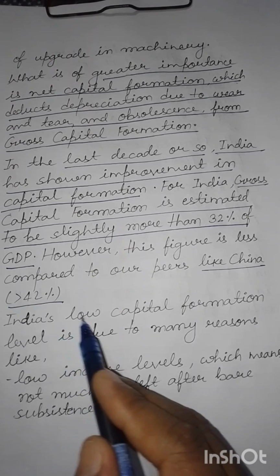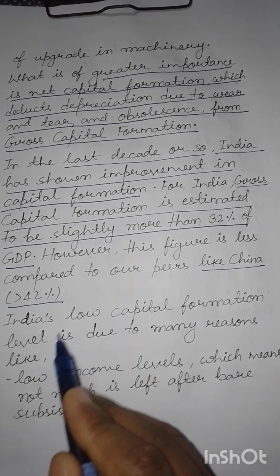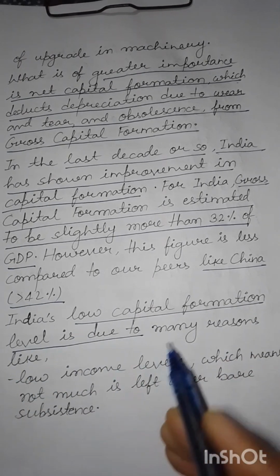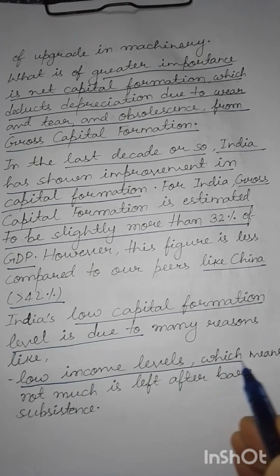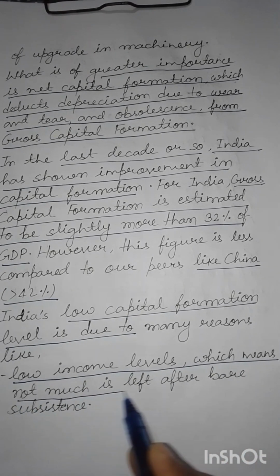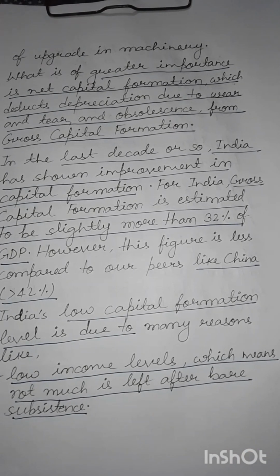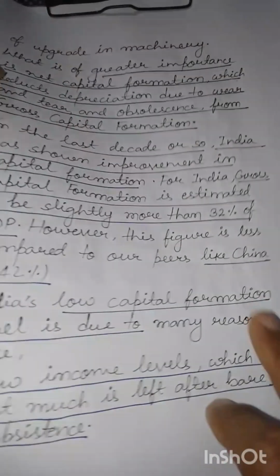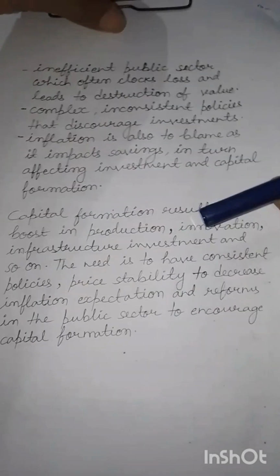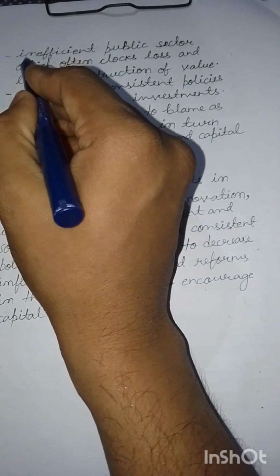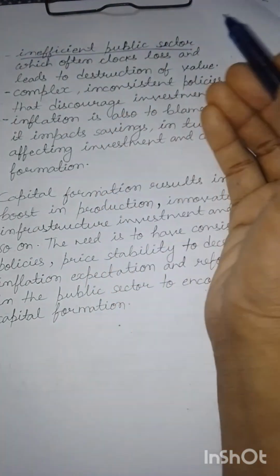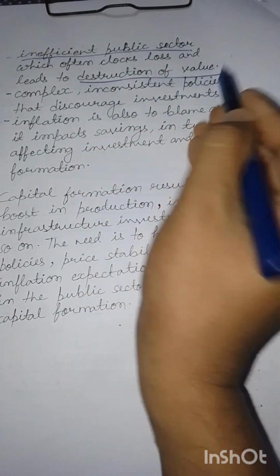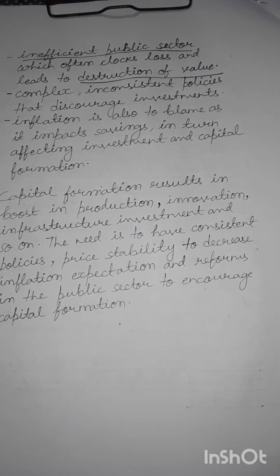Now we would look into the reasons for low capital formation in India. Low capital formation level is due to many reasons. For example, low income levels, which means not much is left after bare subsistence. You can well appreciate that if someone's income level is low, he would hardly be able to make ends meet, and so he would not be able to save much for investment. We also have the problem of an inefficient public sector, which often clocks loss and leads to destruction of value. The public sector is inefficient in employing capital for production, and it often leads to losses in the long term.